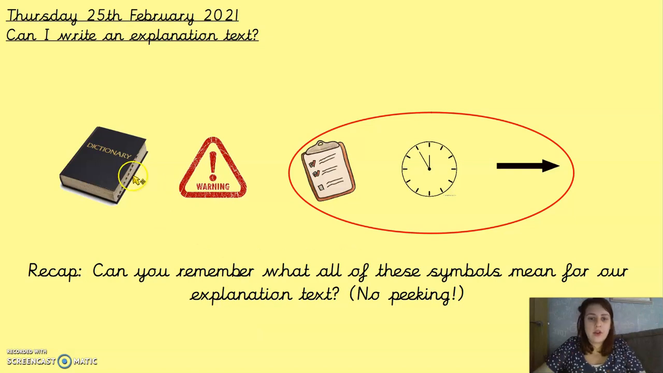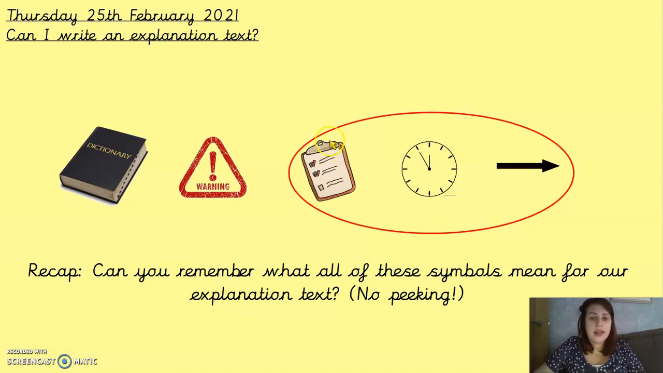So we have got our 5 symbols, our 5 shapes for our explanation text on the screen. And what we are going to do is look at the final 3. So, like I said yesterday, can you remember what these 3 shapes stand for without peeking at anything? So pause the video, see if you can remember them, and then come back.